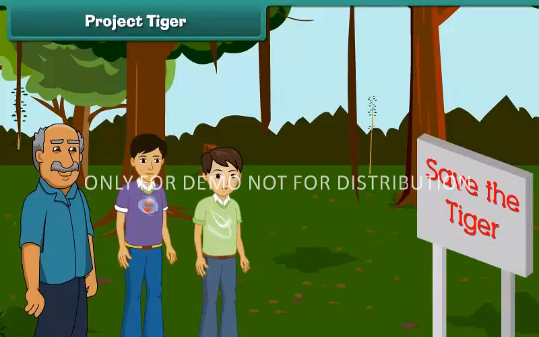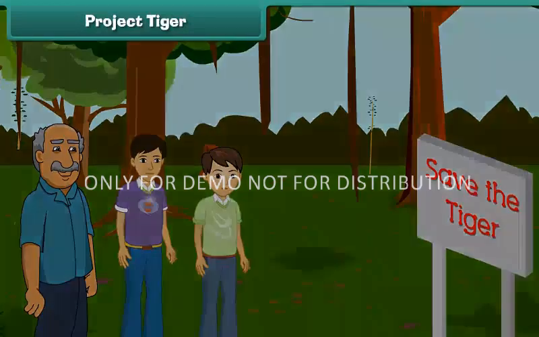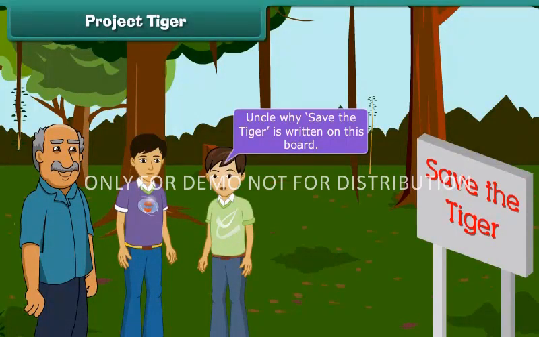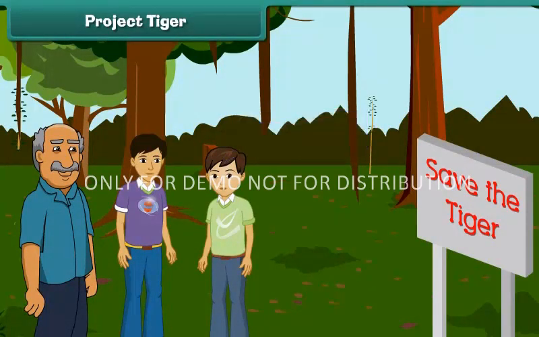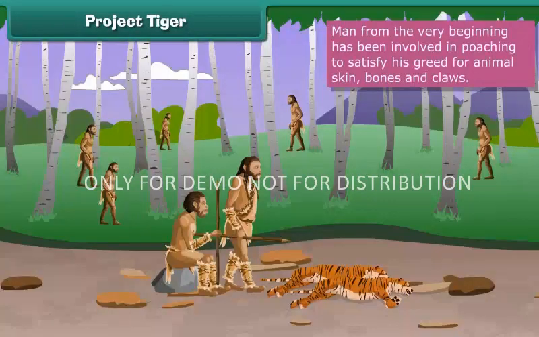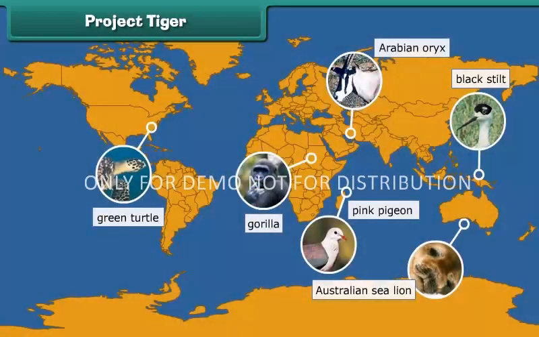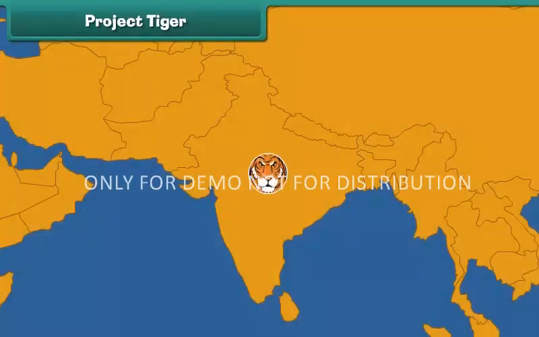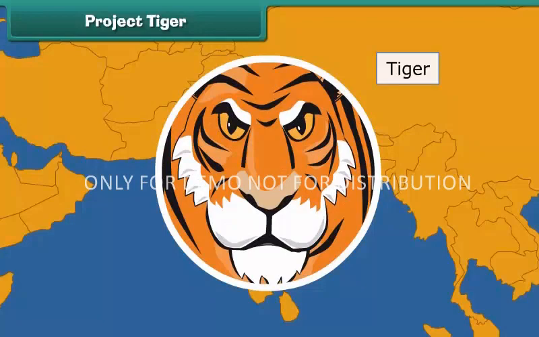Project Tiger. Suddenly, Ram saw a board written, "Save the Tiger." He asks his uncle why "Save the Tiger" is written on this board. His uncle replied that man from the very beginning has been involved in poaching to satisfy his greed for animal skin, bones and claws. He did not care for its effect on the diversity of the world. As a result, we have already made some species fade away from Earth forever. The Indian tiger is also one of them.